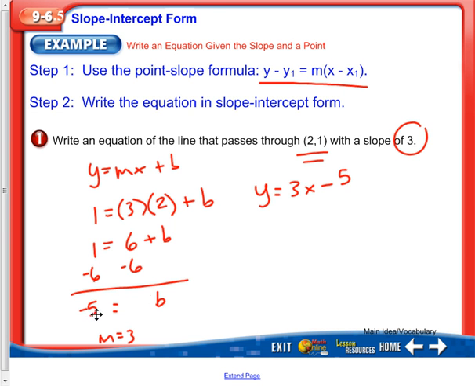But now that we know b is -5, we're going to put it back into y equals mx plus b form. We know m is 3, slope is 3, and we know that b is -5, so we have -5. So now if I were to put this number in here, I would get 1 out. So 3 times 2 is 6, 6 minus 5 is 1. So any point on that line is going to fit as a solution into that function.